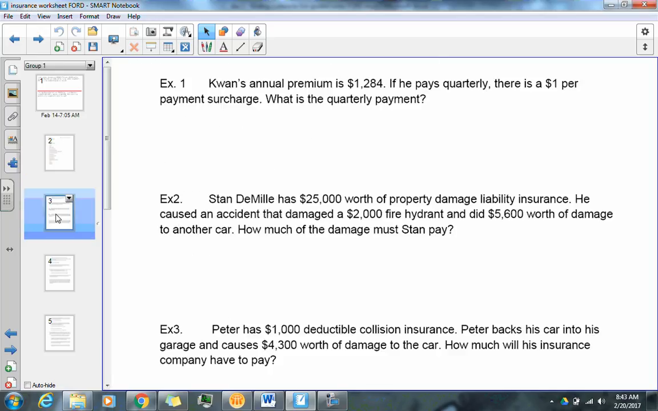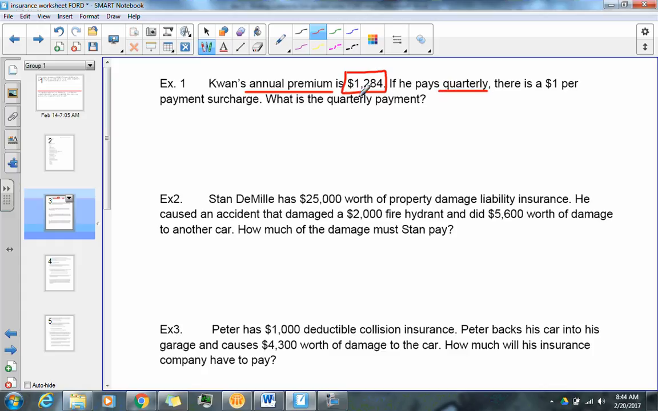Question number one. Quan's annual premium is $1,284. If he pays quarterly, there's a $1 per payment surcharge. All right, let's talk about this. So what we have is an annual premium. This is how much his car insurance costs throughout the year. So $1,284 is what he's going to pay throughout the entire year. Now, with a lot of insurance you can pay by the month, you can pay every 6 months, or in this case you can pay quarterly.